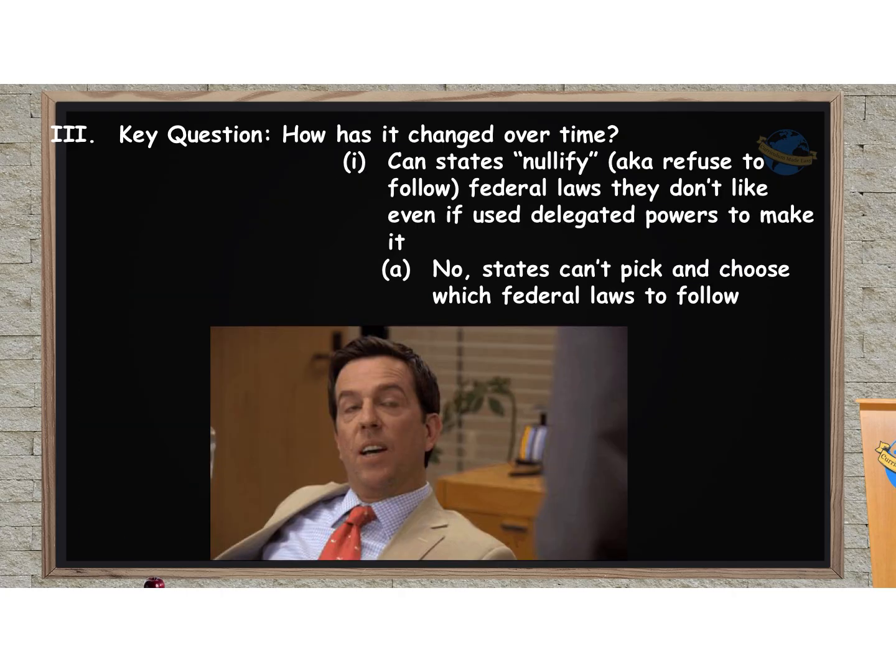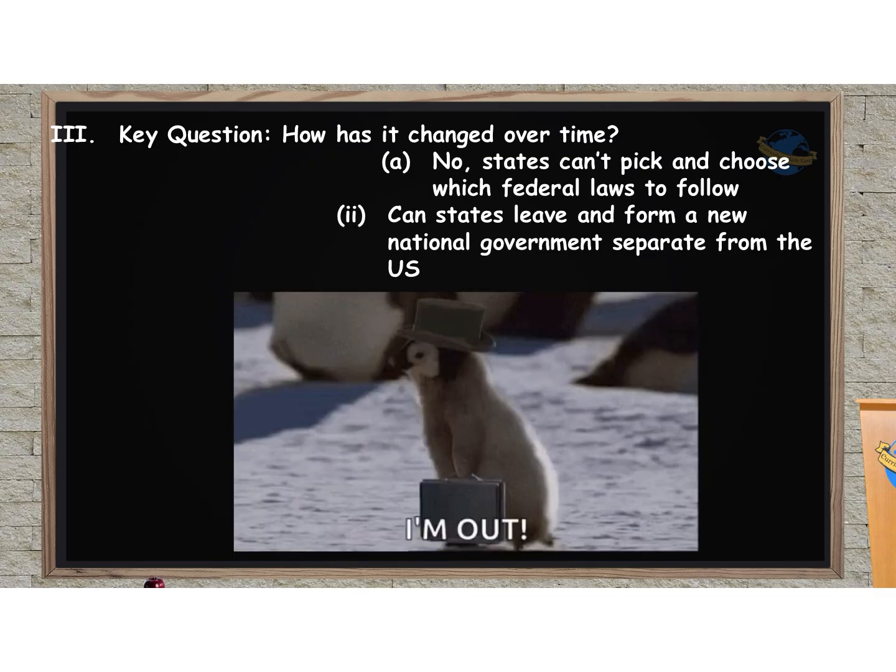In the end, the war answered the question very simply. Nope, states cannot pick and choose which federal laws to follow. They have to follow all federal laws if those laws were created using the delegated powers of Congress. Another question that this war was fought over was, can states leave and form a new national government separate from the United States? That is, how independent can the states be from the national government?